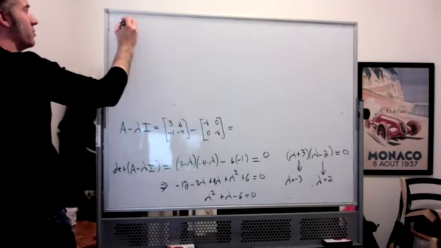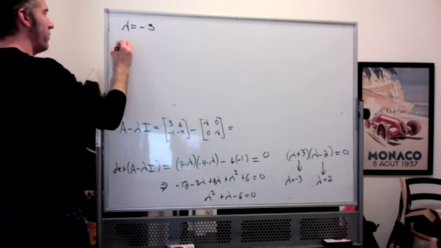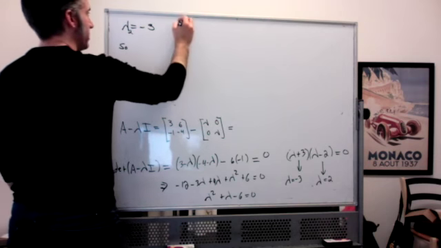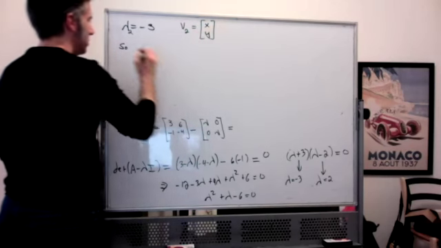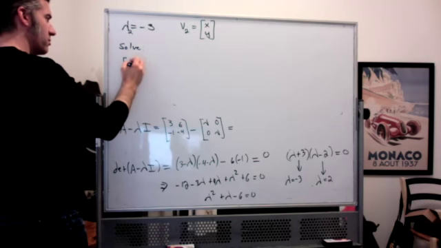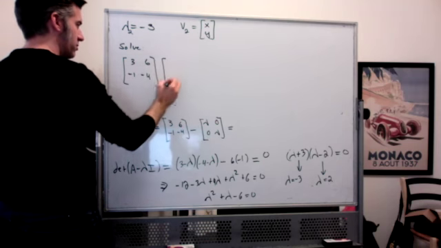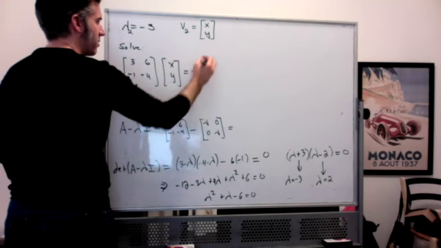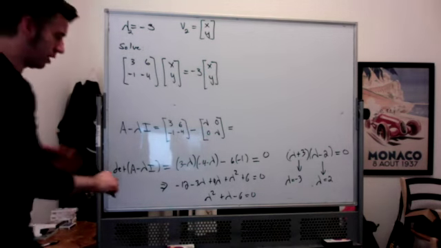So for lambda equal to negative 3. Again, we're trying to solve, I guess I should call it lambda 2, my second eigenvalue, and my second eigenvector. I'm still going to use the letters x and y. So we're trying to solve the equation A times our eigenvector equals our eigenvalue times our eigenvector.